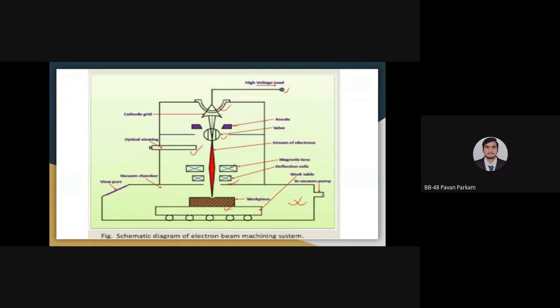Okay, so the entire machine chamber is made up of vacuum, to reduce the possible collision of the electron beams with air molecules. So please remember, this is the working principle of electron beam machining. I think you got it. Okay, understood.